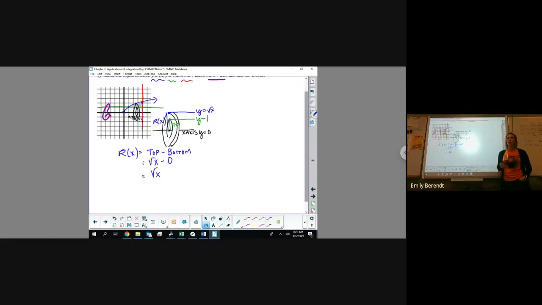It only works out nicely when you're revolving it around one of the axes. If you're revolving it around a different line, like if we were revolving around y equals 1, we would have the square root of x minus 1 as our radius. And then little r of x, the top of it touches 1 minus 0, which is just 1.